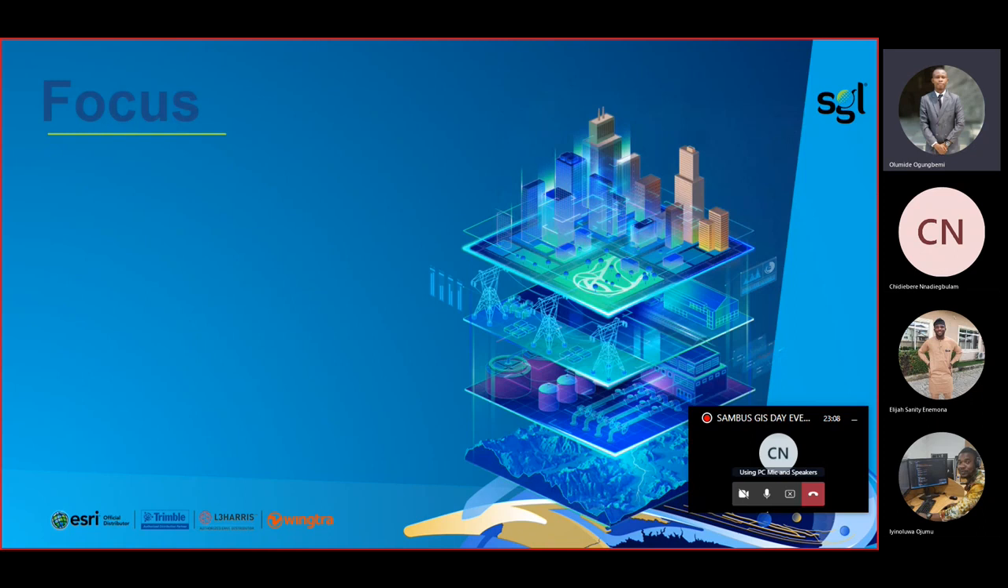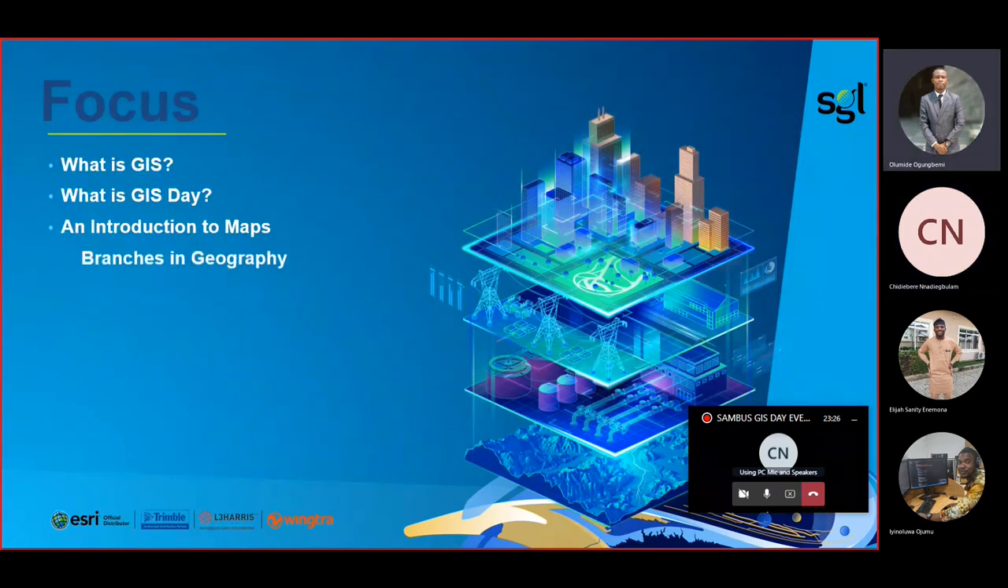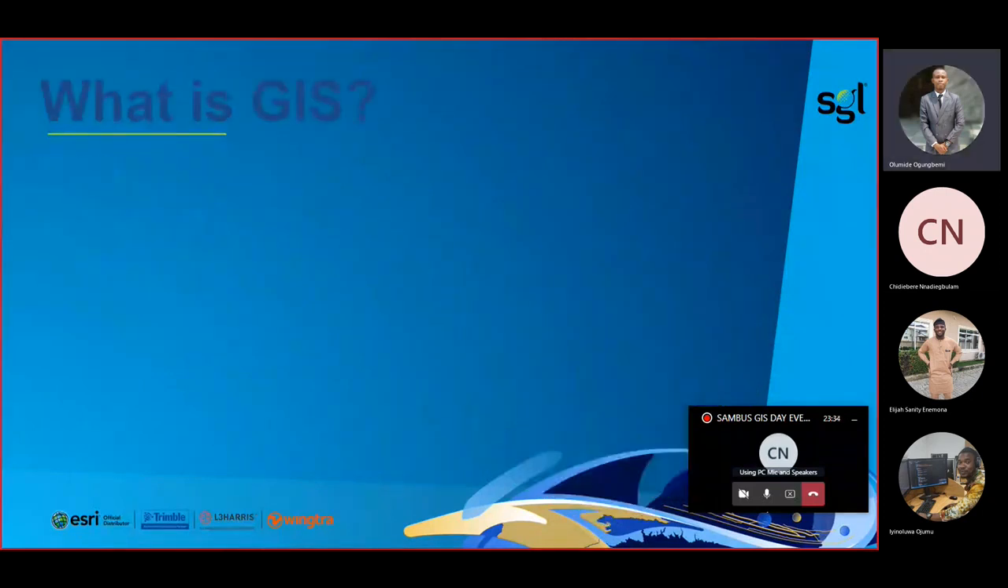What is GIS Day? Since it's the first time of having a GIS Day, I'll let them know. Then introducing maps, what does map mean? So I'll introduce that to them and show them the aspects of geography, the branches in geography. So what is GIS? Can any student tell me what is GIS? Can we have anybody to tell us what is GIS?